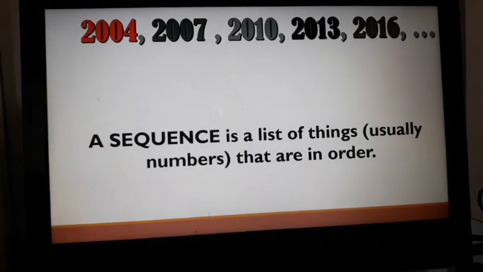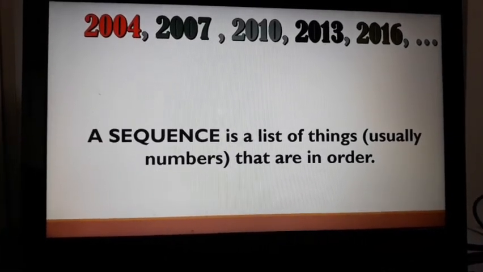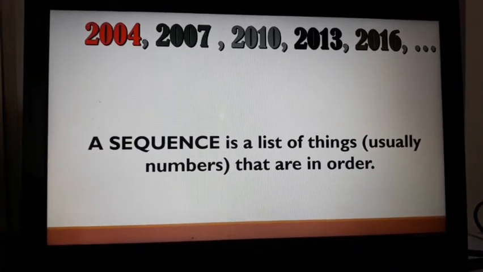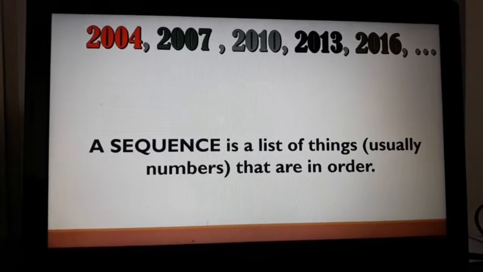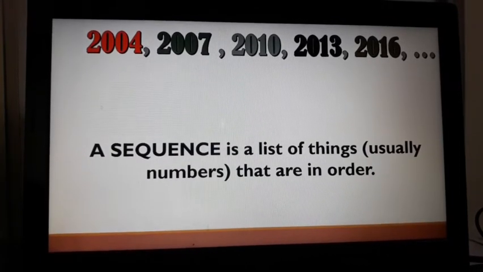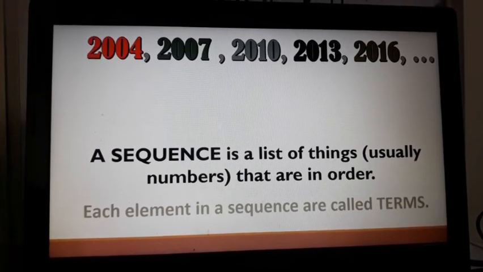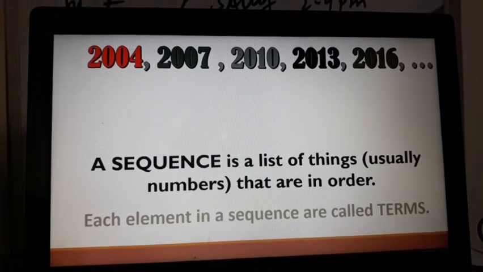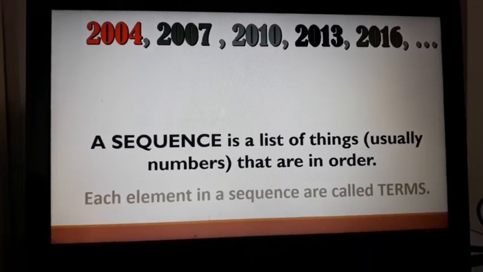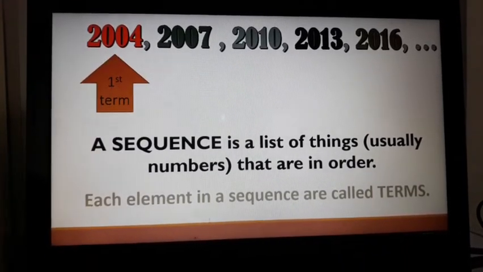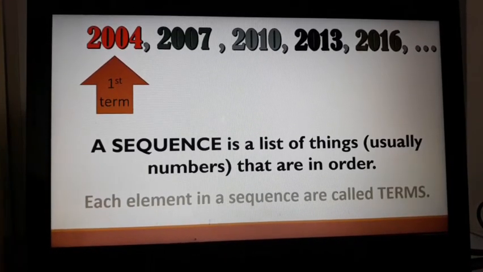A sequence is a list of things, usually numbers that are in order. So the numbers that you see above, 2004 up to 2016, is an example of a sequence. Each element in a sequence is called a term. So 2004 is an element, that one is also called a term. Since nasa unahan yan, tawag yan ay first term.